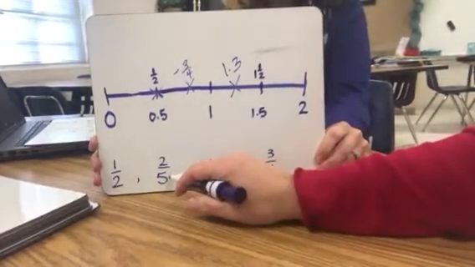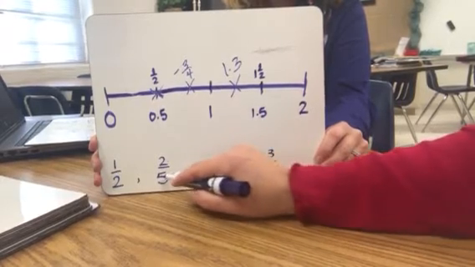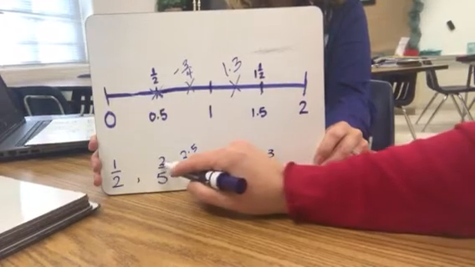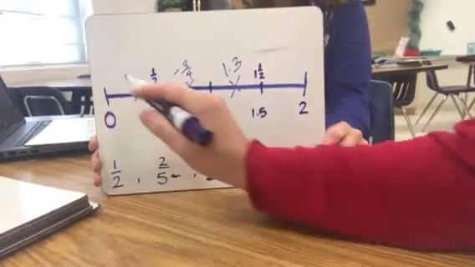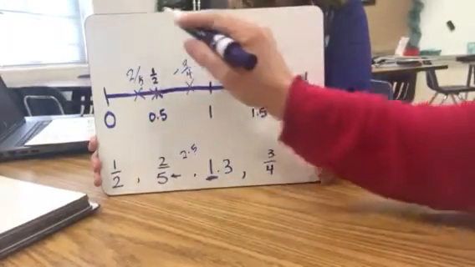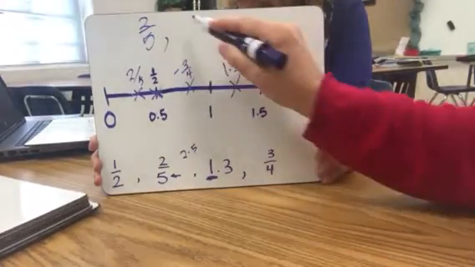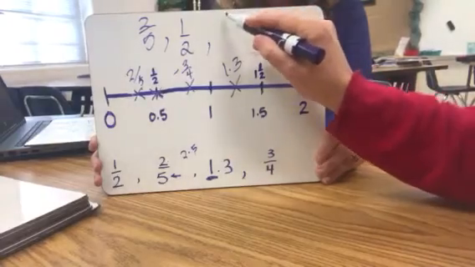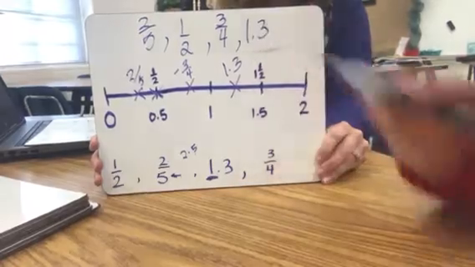And then finally 2/5. If I look at my denominator, out of 5, the halfway point would really be 2.5. So this is less than that halfway point. So I know that is going to fall over here with 2/5. And so I can order my numbers again at the top. 2/5 comes first. 1/2 is next. 3/4. And finally, 1 3/10.